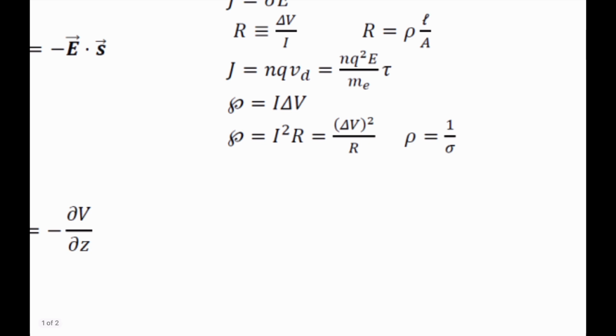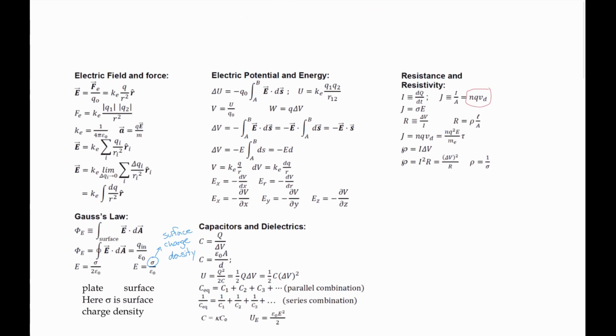So normally you should be given either the current or the voltage, or the current or the resistance, or the third case, the resistance and the voltage, and you should be able to find the power. So that covers the section on resistance and resistivity.